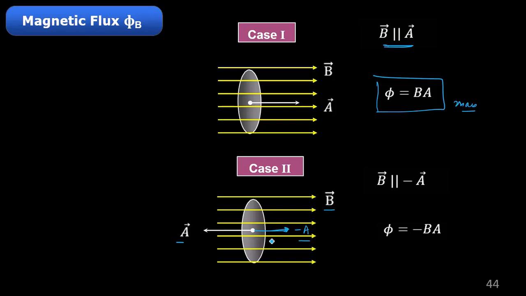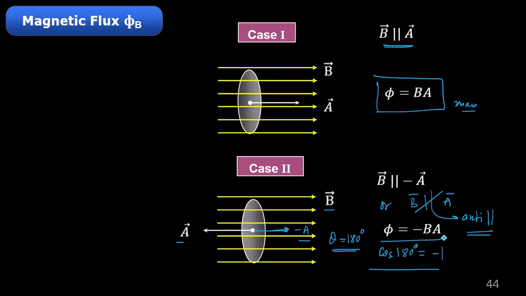B vector is anti-parallel to A vector. So this is the symbol of anti-parallel. Whenever these two vectors are anti-parallel to each other, theta becomes 180 degrees, and cos of 180 is minus 1. So the answer in this situation is minus BA.